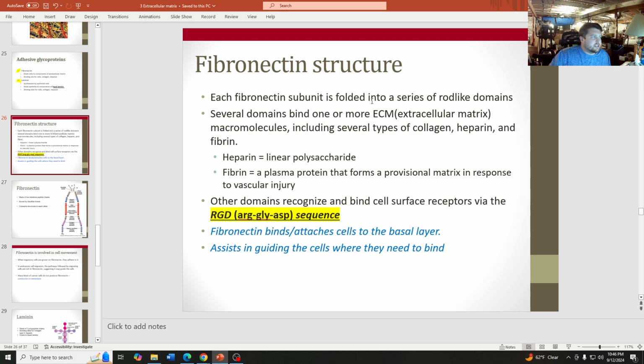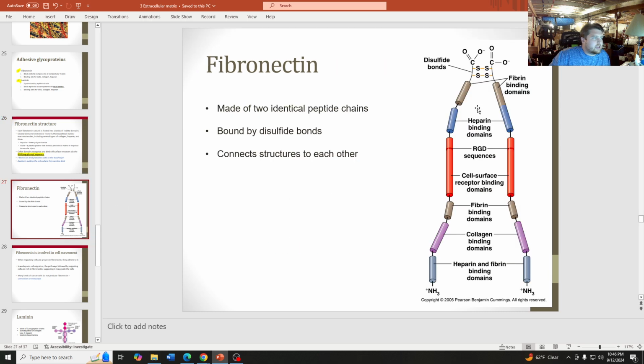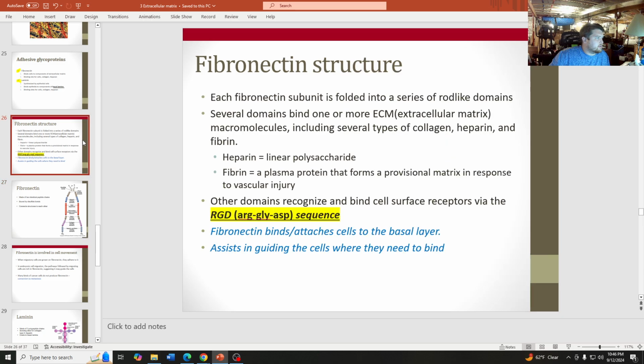The fibronectin structure. Each fibronectin subunit is folded into a series of rod-like domains. Here are all of the rods, domains where different things can bind. Several domains bind one or more extracellular matrix macromolecules, including collagen, heparin, and fibrin. Other domains recognize and bind cell surface receptors via what is known as the RGD sequence.